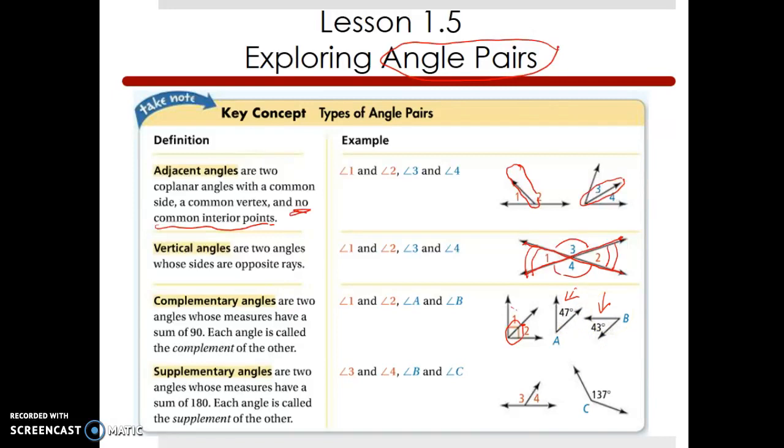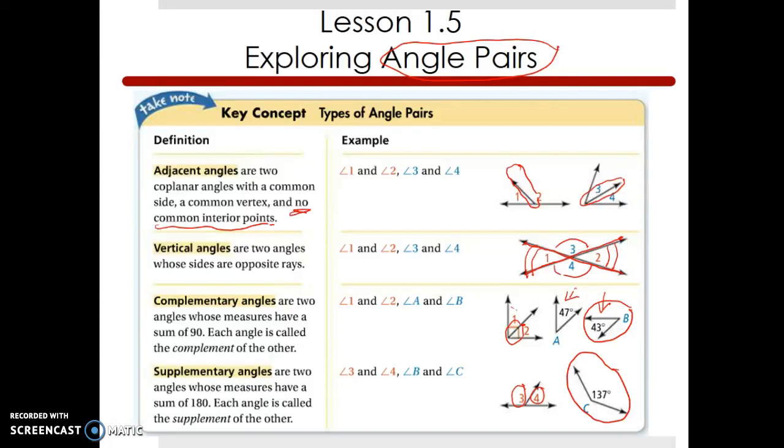Supplementary angles are two angles that add up to 180. A straight line is 180, so if you have two angles that make a straight line, they're supplementary angles. Same thing as complementary angles, they do not have to be attached to each other. They don't have to be adjacent. You could have two angles, 137 plus 43, that add up to 180, so they are also supplementary.